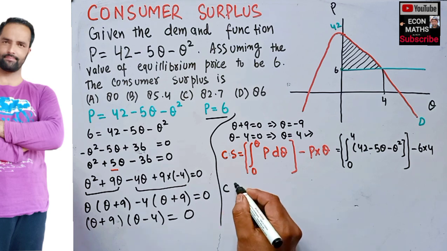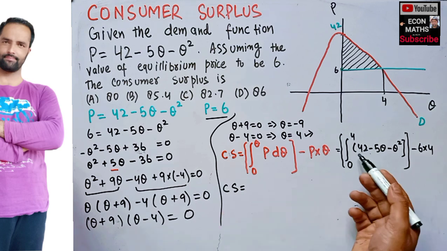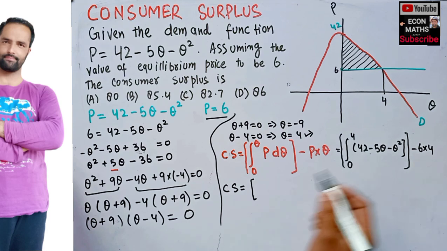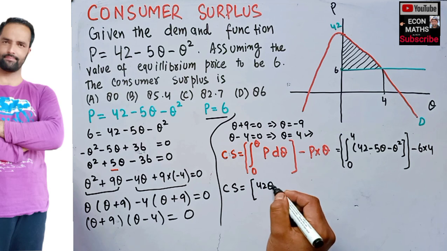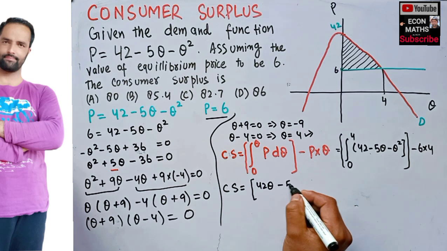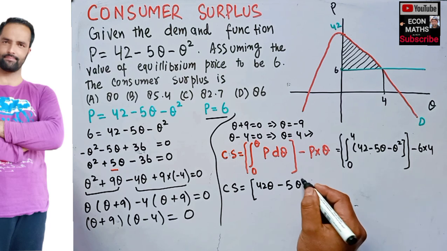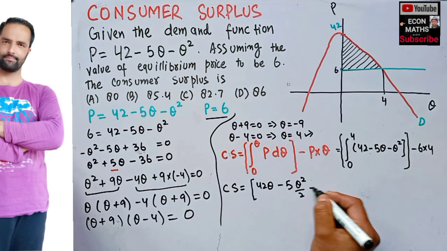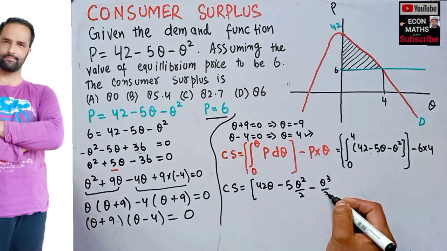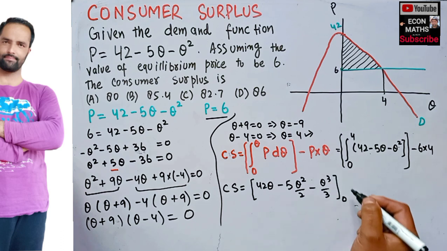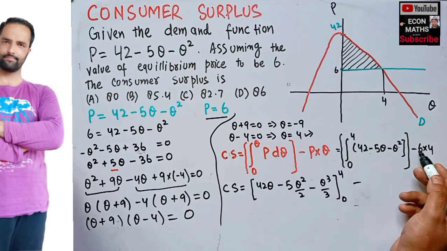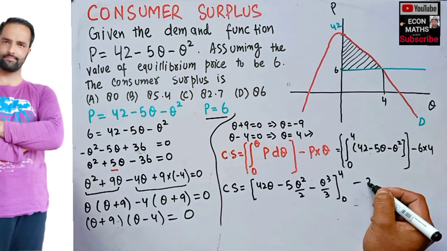That means our consumer surplus will be equal to, let's take the integral of this function. So we are left with the integral of 42, which is 42q, from the rules of integration, minus 5 times the integral of q, which is q square upon 2, minus the integral of q square, which is q cube upon 3, evaluated from 0 to 4. To this we subtract 6 into 4, that is 24.